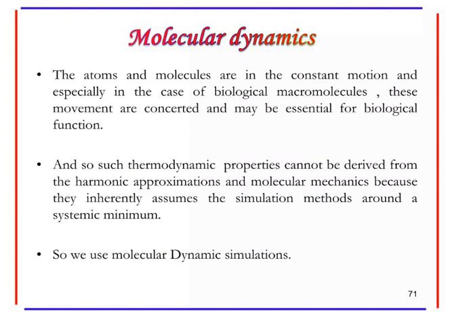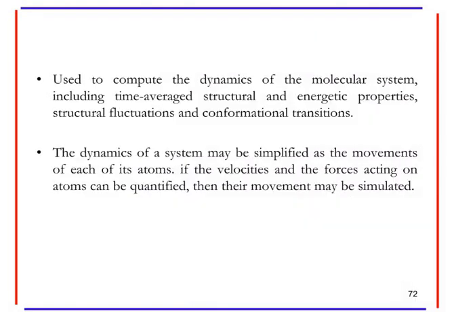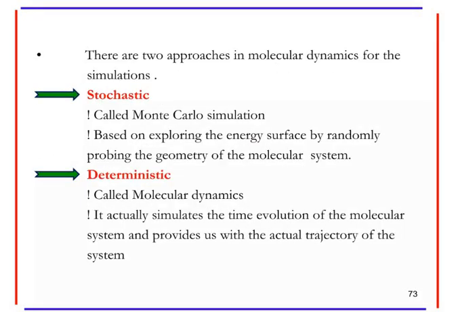So we use molecular dynamics simulation to compute the dynamics of the molecular system, including time-averaged structural and energy properties, structural fluctuations, and conformational transitions. The dynamics of a system may be simplified as the movement of each of its atoms. If the velocities and forces acting on the atoms can be quantified, then their movement may be simulated. There are two approaches in molecular dynamics for the simulation: stochastic, called Monte Carlo simulations, based on exploring the energy surface by randomly probing the geometry of the molecular system.